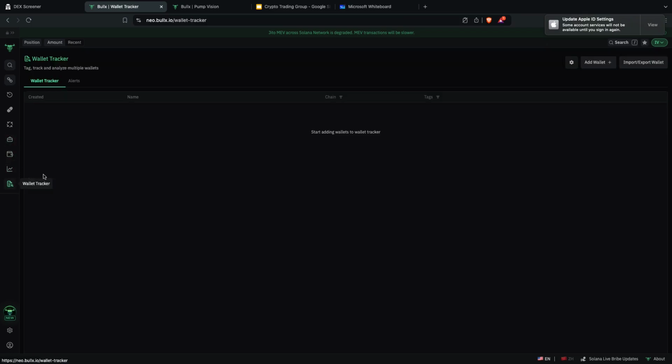As you can see right over here, there is a wallet tracker. You can simply add as many wallets to track as you want, and it's done in-house. So it's very easy to get those notifications, in comparison to using a third party wallet tracker. This is one of the reasons why I really believe Neo BullX is absolutely amazing.